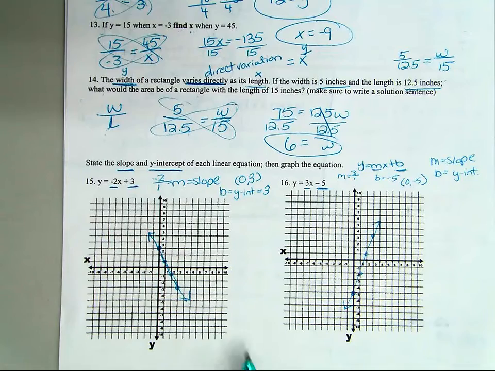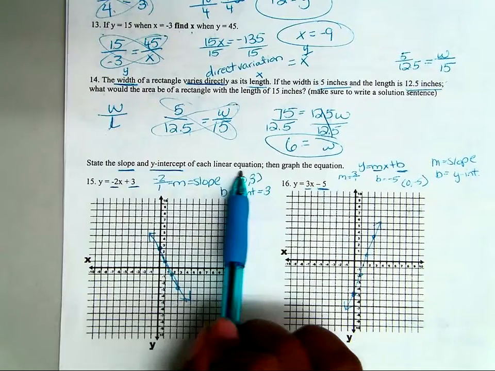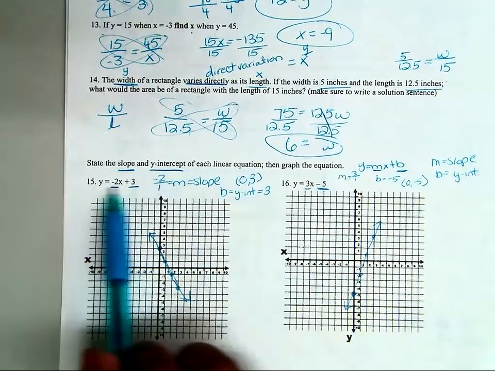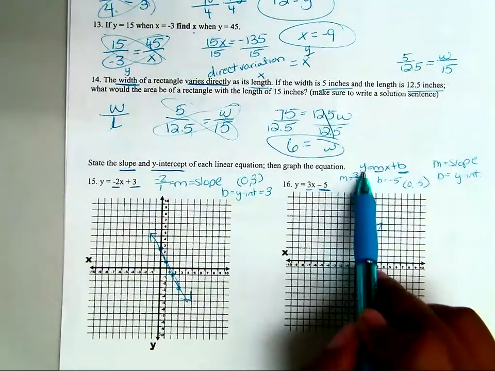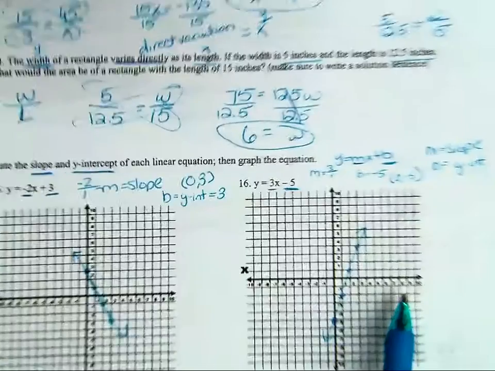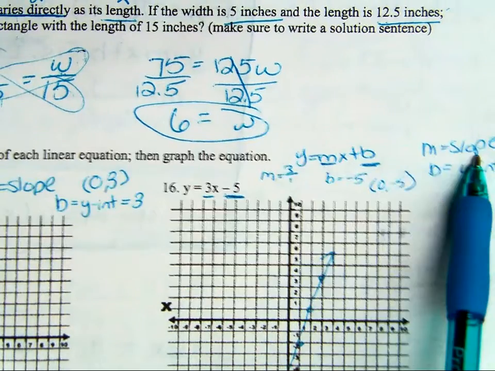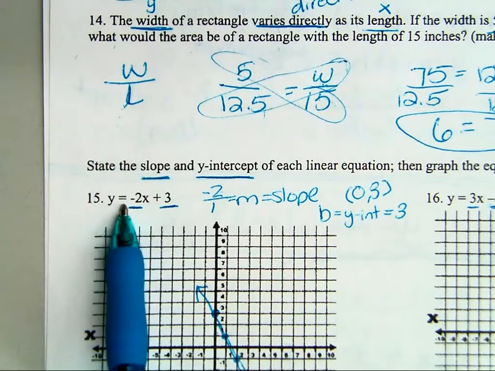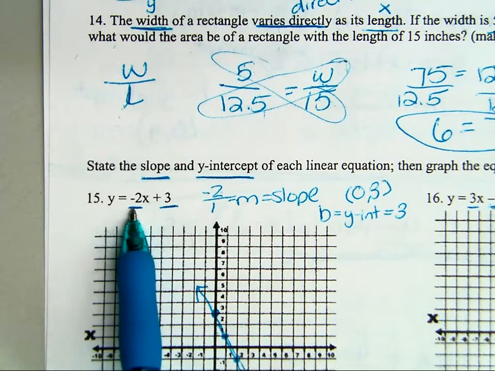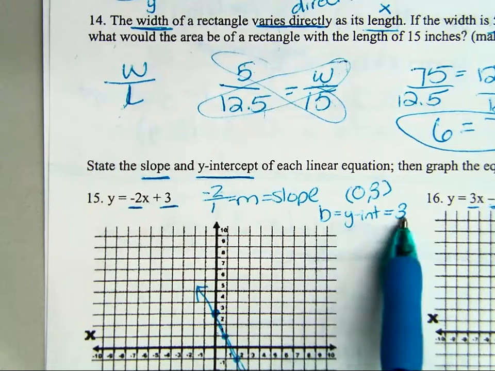Here they asked me to state the slope and the y-intercept of each linear equation, then graph the function. Here, this is written in slope-intercept form. Y equals mx plus b, where m stands for the slope and b is the y-intercept. So I look at my first problem. Negative 2 must be my slope, so negative 2 over 1 is my slope. 3 is my y-intercept, so I write that as 0, 3.